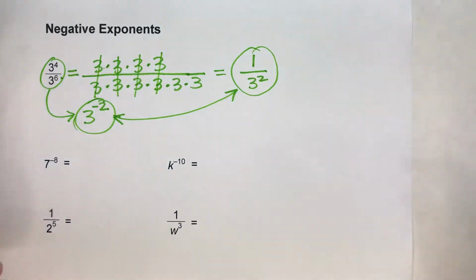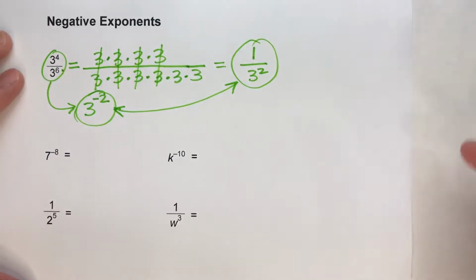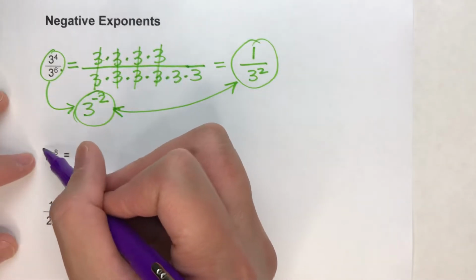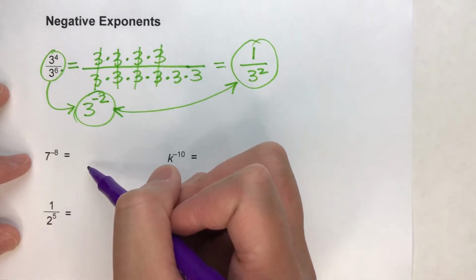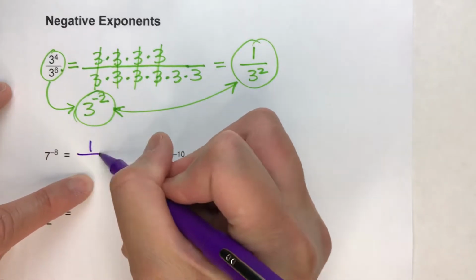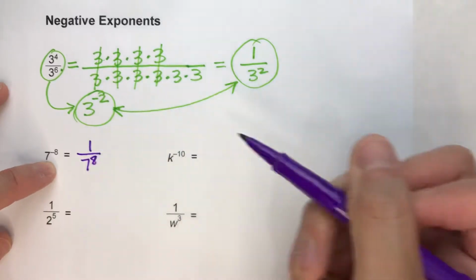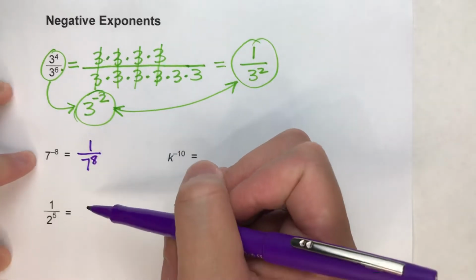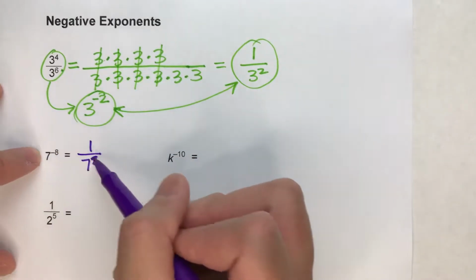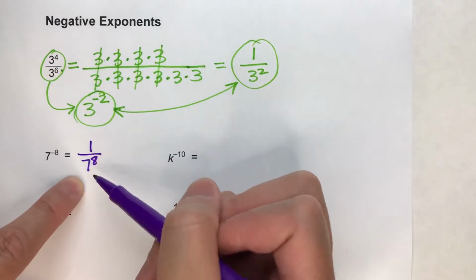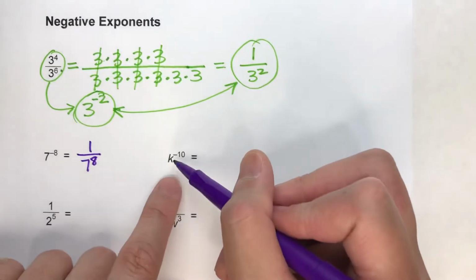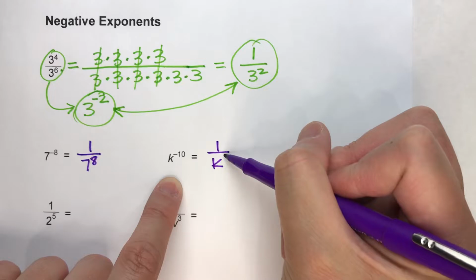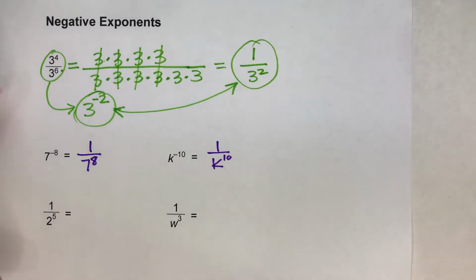All right? So I'll give you some examples so you can kind of see this in action here. 7 to the negative 8th power. That means we are repeatedly dividing by 7 8 times. Or in other words, we're starting with 1 and dividing by 7 to the 8th power. So we end up getting 1 divided by 7 to the positive 8th power. And notice that negative exponent goes to the bottom of the fraction and just becomes positive. Similarly here, k to the negative 10th power is the same as 1 divided by k to the regular 10th power. And that's how negative exponents work.